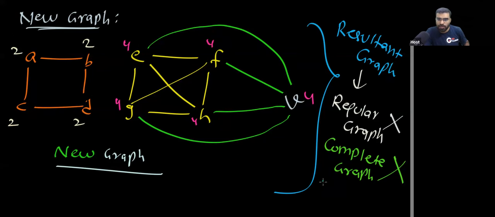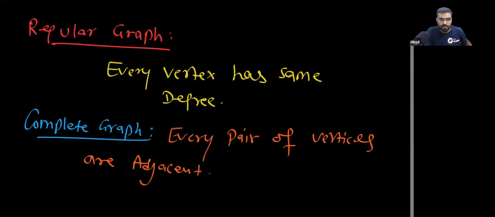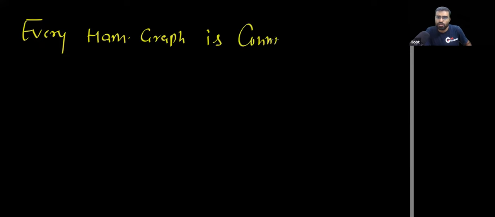Tell me, this new graph, is this a Hamiltonian graph? This is not a Hamiltonian graph because a Hamiltonian graph must be connected. You already know this point. Every Hamiltonian graph is connected. So this is not a Hamiltonian graph also.